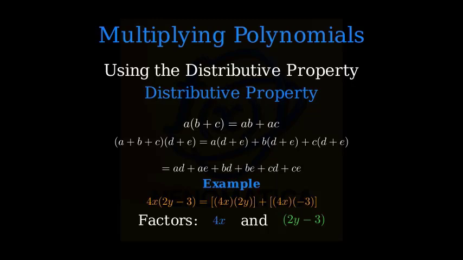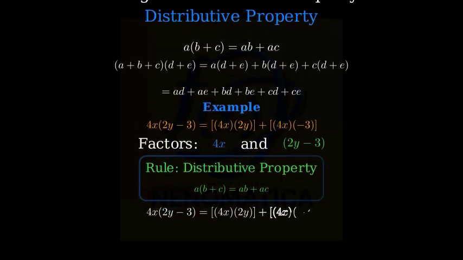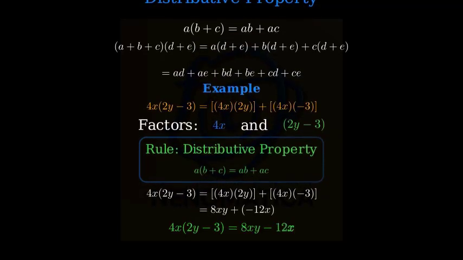First, we multiply 4x by 2y, which gives us 8xy. Then, we multiply 4x by negative 3, which gives us negative 12x. Now, let's simplify our result. 8xy plus negative 12x can be written as 8xy minus 12x, which is our final answer.